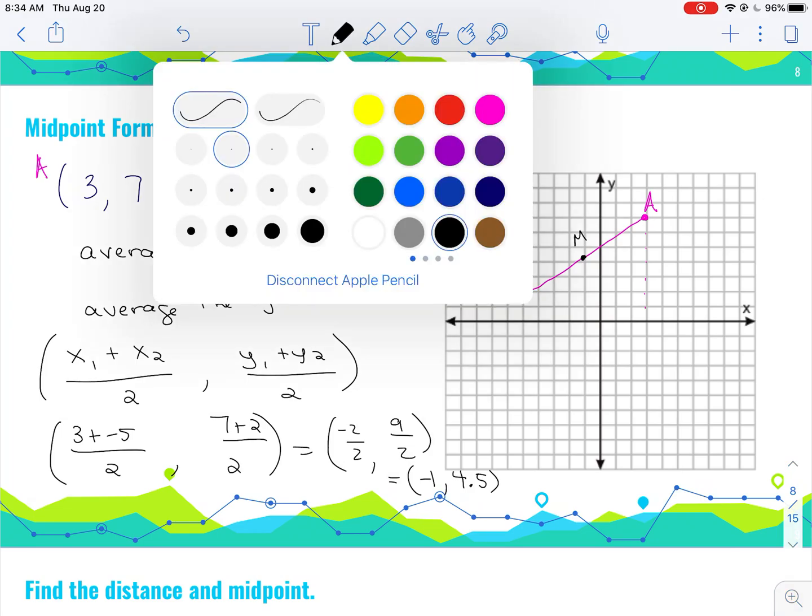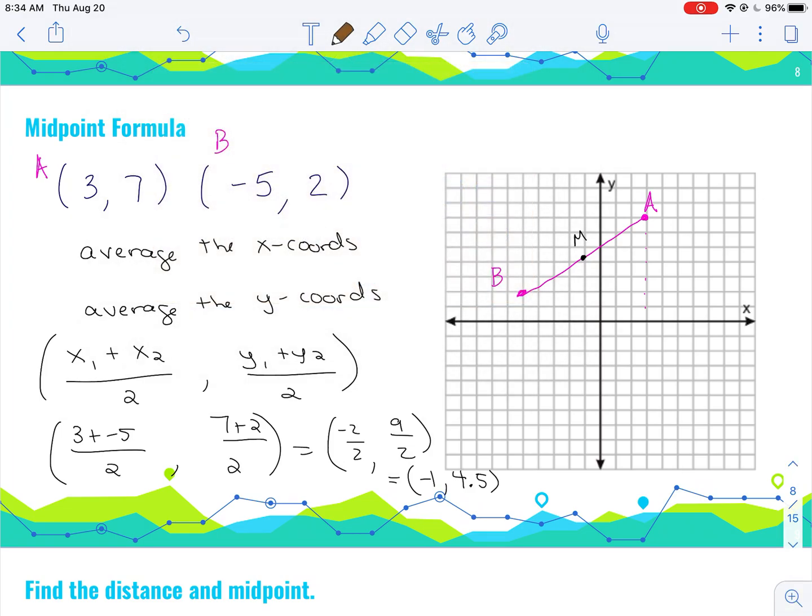Another way of thinking about this is with slopes. If I wanted to know how to go from A to B, I went up 5 and I went over 8. Well, you want to do half of that, so you want to go up 2.5 and over 4, and that would also get you to the midpoint. So my slope was up 5 over 8, and so if I do half the slope, I would get to the midpoint.